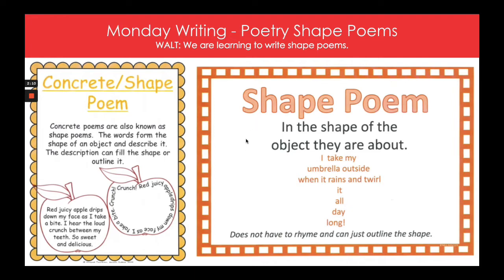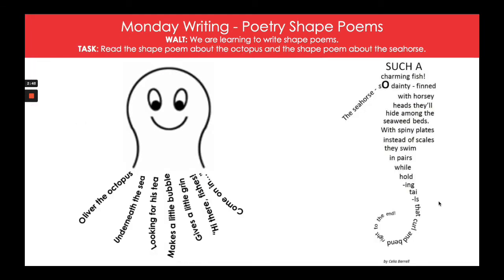Moving on to the next poster, they say that shape poems are in the shape of an object they are about. So let's take a look at this example they've given us. They've said, I take my umbrella outside when it rains and twirl it all day long. As you can see, the poem is in the shape of an umbrella. They also say that the poem does not have to rhyme and it can just be on the outline of the shape. Moving on to the next slide.